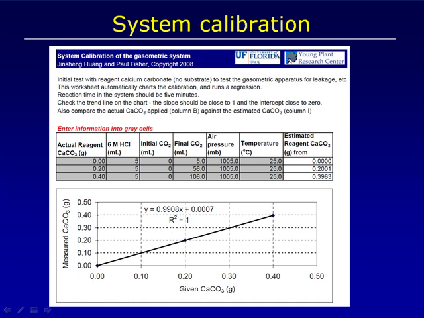enter in the air pressure and the temperature at the time that you're running that trial, and one of our spreadsheets will generate a calibration curve. If your numbers are very different from the numbers in this graph, then that probably indicates there's some leakage or some other source of error in the apparatus.